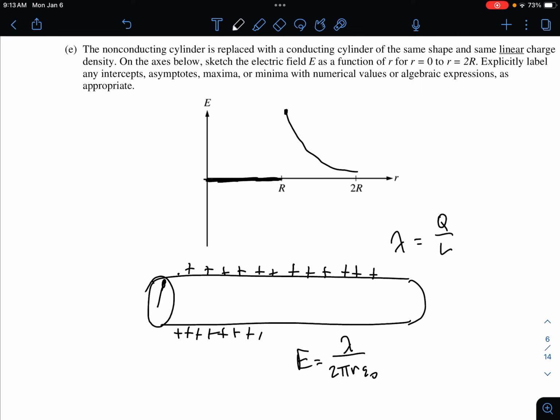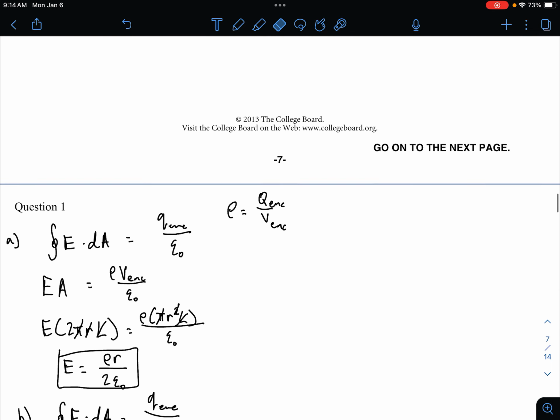So you would think you would put E equals lambda over 2 pi r epsilon naught, but they don't give us lambda, so do you do Q over L? And well, they don't give us charge either. They give us rho, so I guess you would do, oh, actually that makes sense. I guess if you do Q over L, the charge would just be, well, I don't know. They didn't talk about giving you any points for labeling any maxima, so I guess it's not a big deal. We can move on to the next one.